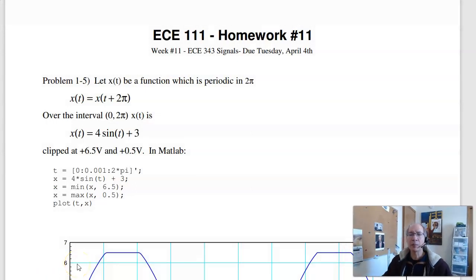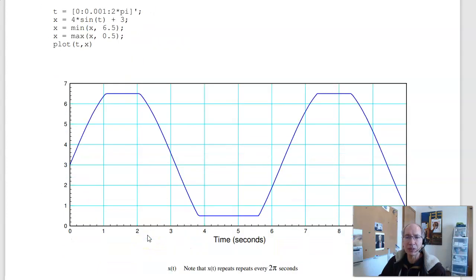So a common problem you run into is how do you find the output of a filter when the input is not a sine wave? To start out, we need to input a signal that's not a sine wave. So this is the MATLAB code. It's a 1 radian per second sine wave, amplitude of 4 volts, offset by 3, clipped at plus 6.5 and minus 0.5. So there's your input.